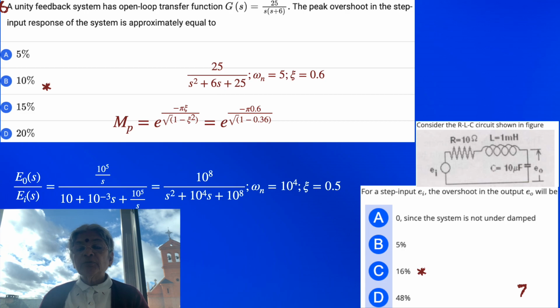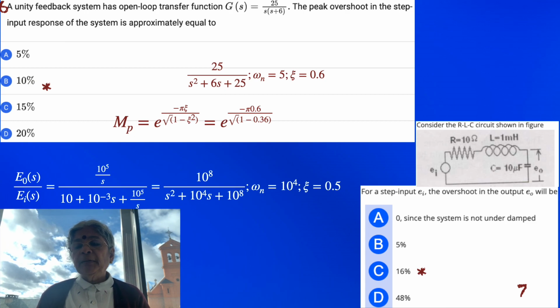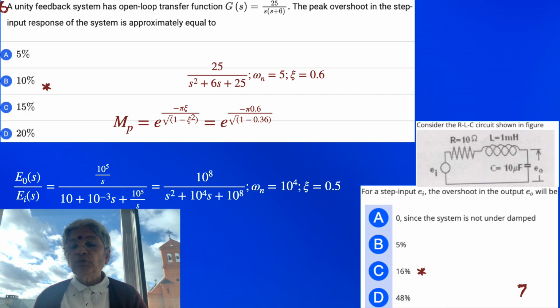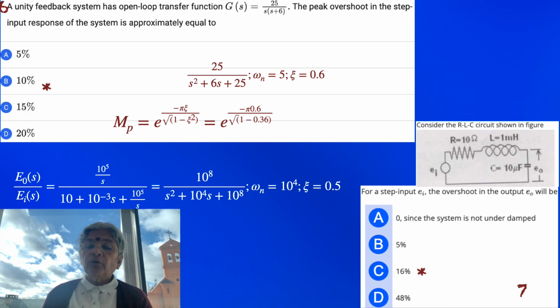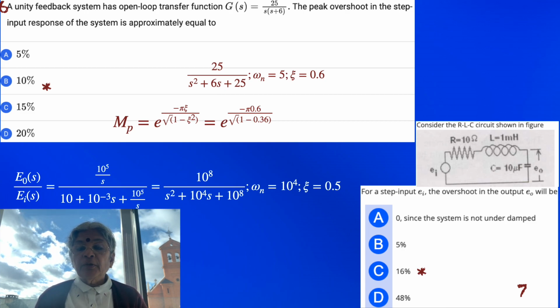The next problem is also similar, because we are given an RLC circuit with R equal to 10 ohm, L equal to 1 millihenry, and C equal to 10 microfarad. Okay? So omega can be calculated. For a step input Ei, the overshoot in the output E0 will be what? So first and foremost, we calculate E0(s) by Ei(s), because E0 is what is asked. And the step input is 1 by s.